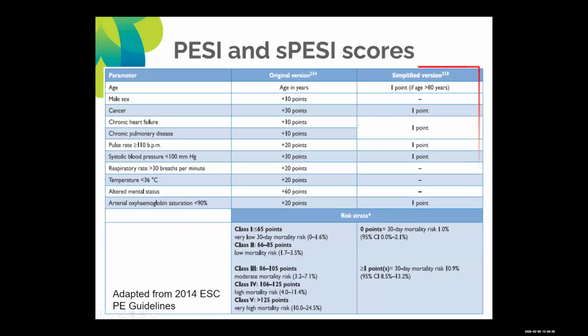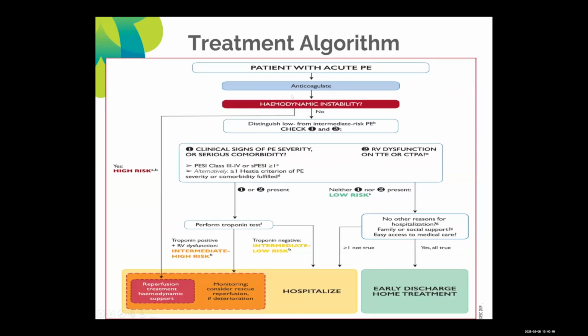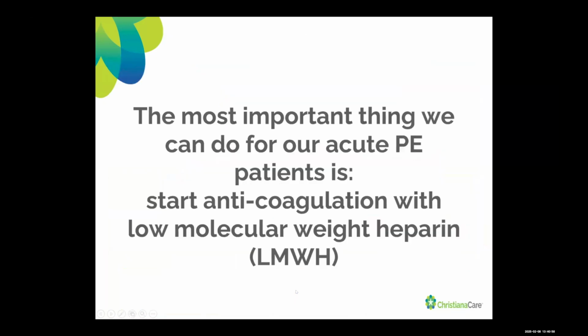This is the PESI score. I'm sure you're all aware. The PESI score is almost impossible to do. The SPESI score is a little easier. You can refer to that later. This is, again, from the 2019 European guidelines. This is the breakdown of the algorithm of who should be treated at home, who should be hospitalized, and who should get some kind of reperfusion therapy. We're not going to focus on this. We're going to focus on this area.